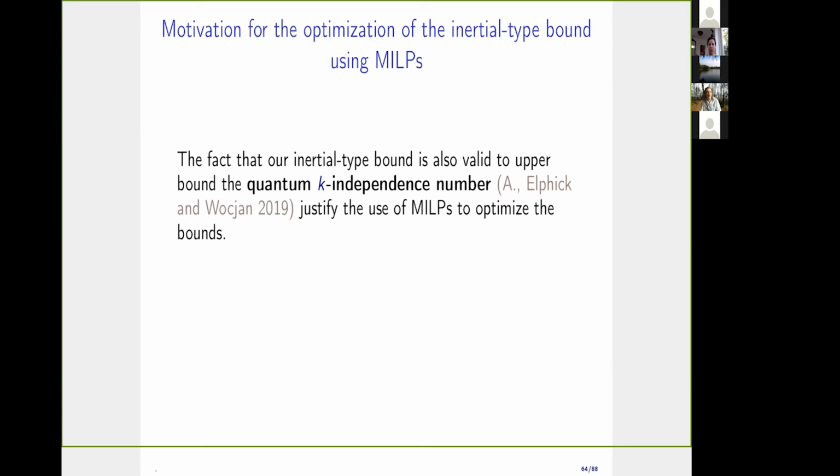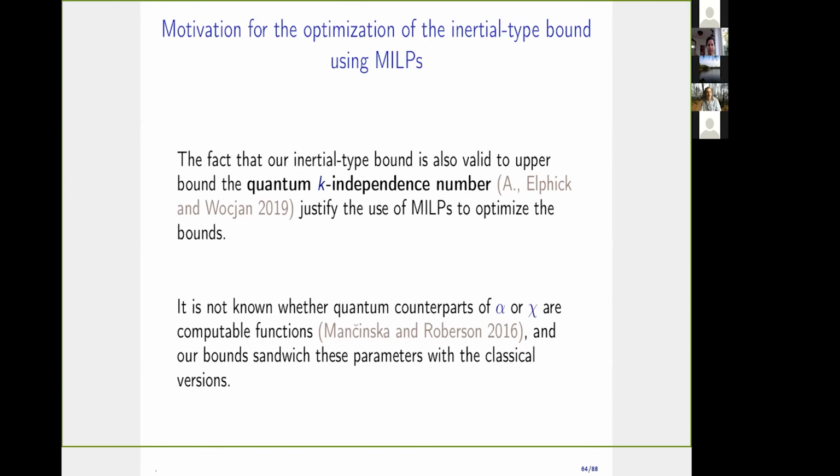So most of the quantum graph parameters are not known. What is the complexity to calculate them? If they can be calculated in finite time, is not known. Therefore, this would at least provide upper bounds for the parameter. And this comes, for example, from a paper by Mančinska and Roberson in 2016, who proved that it's not known if the quantum information theory counterparts of the chromatic number and the independence number are computable functions in finite time. And actually our inertia type of bound and our Hoffman type of bound sandwich these parameters with the classical version. Okay.